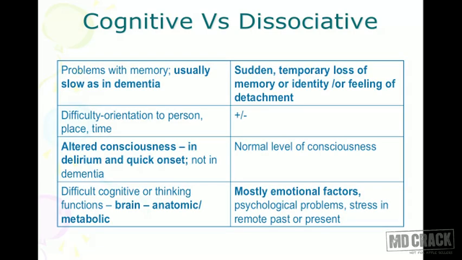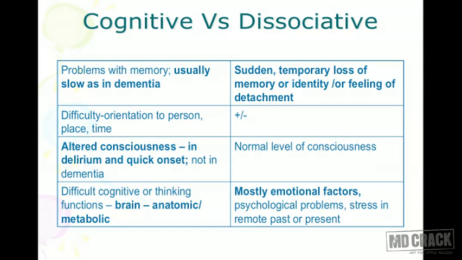Cognitive versus dissociative. What are the differences? Have a look at the table. On the left side, it's cognitive disorders and on the right side, dissociative disorders. As we just said, in the cognitive disorders, there is a problem with memory and usually this is slow in onset, as in dementia. On the right side, in dissociative disorders, there is a sudden temporary loss of memory or identity, or there is a feeling of detachment. In cognitive disorders, there is difficulty in orientation to person, place and time. In dissociative disorders, this may or may not be present.